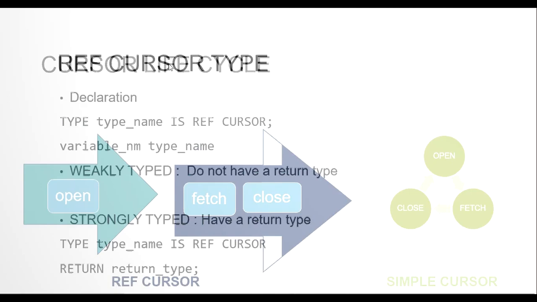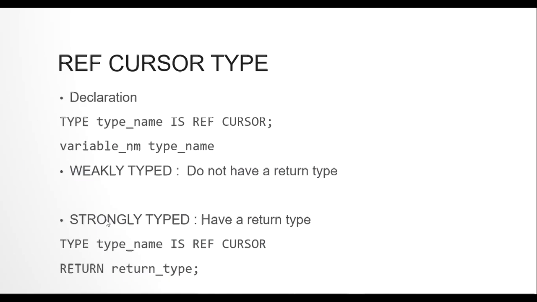So how to use them? Basically, a reference cursor is a type declaration. You will do something like: type name is a reference cursor. Right now you have just declared the type, and then you will declare a variable of that type, like variable and type name.